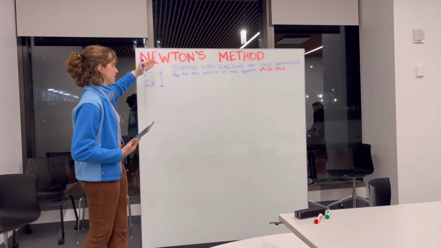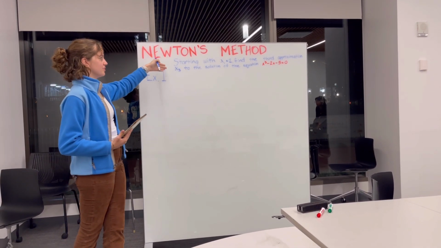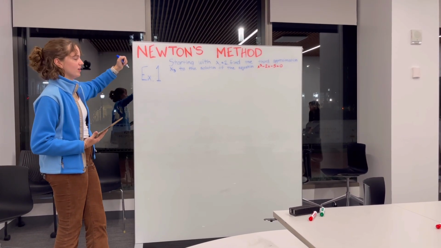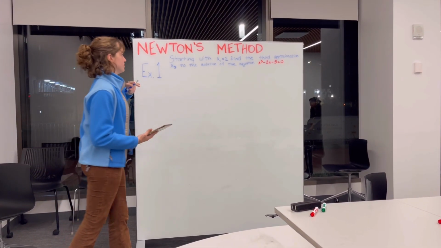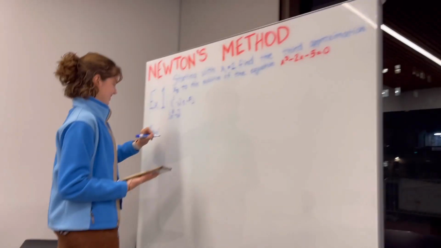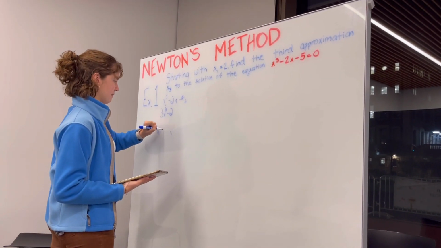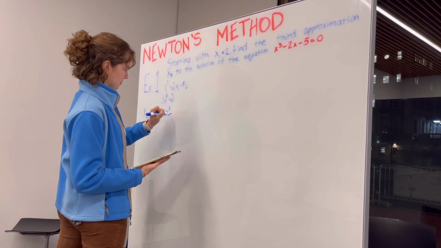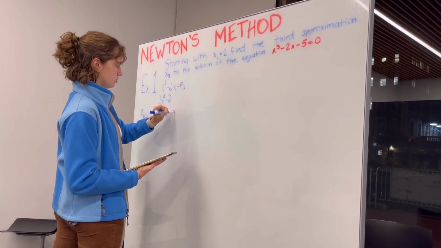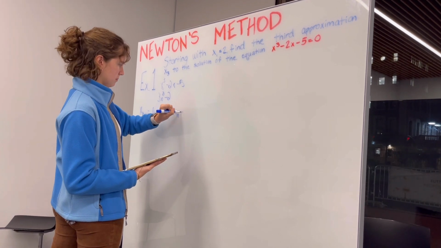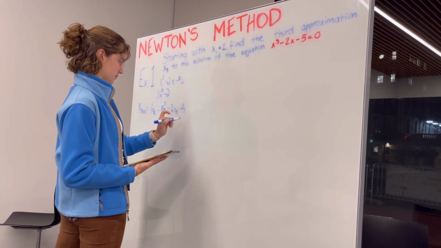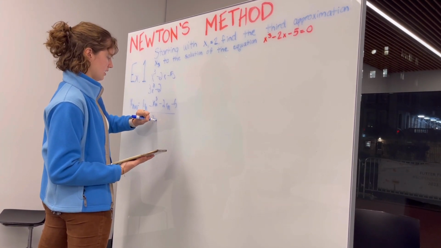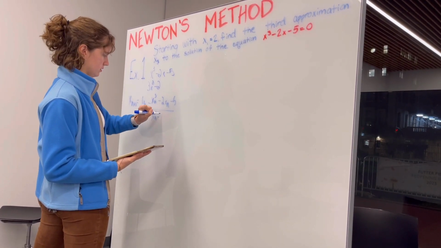find the third approximation, x3, to the solution of the equation x cubed minus 2x minus 5 equals 0. So the first step we're going to do here is we're going to find the derivative. xn minus xn to the third minus 2xn minus 5 over 3xn to the second minus 2.